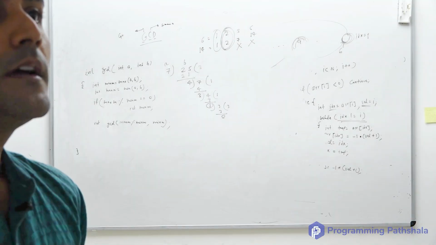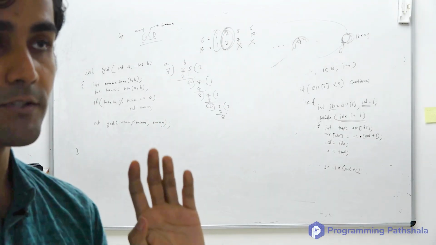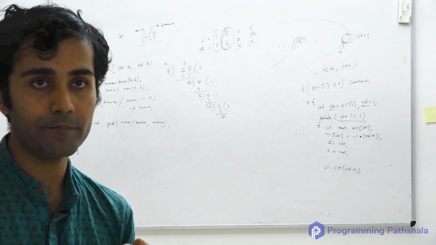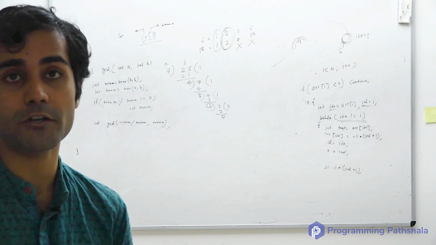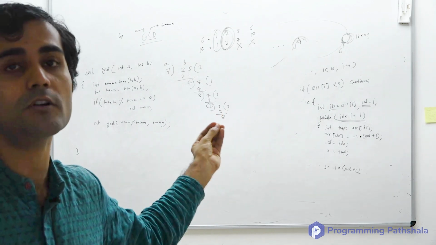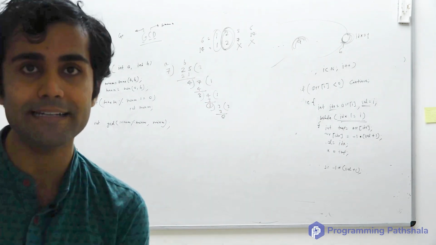Now we will try to understand the time complexity of this, and this is quite important, because sometimes people tend to just remember the time complexity of the GCD algorithm. By the way, this is called the Euclidean algorithm. This is the Euclidean GCD algorithm.